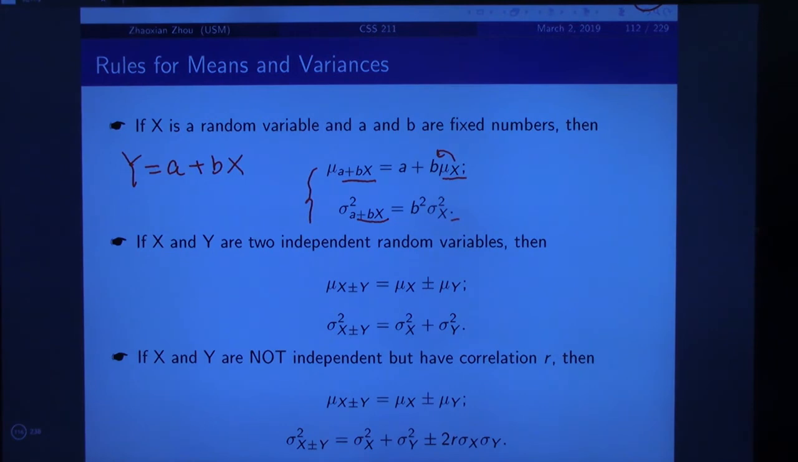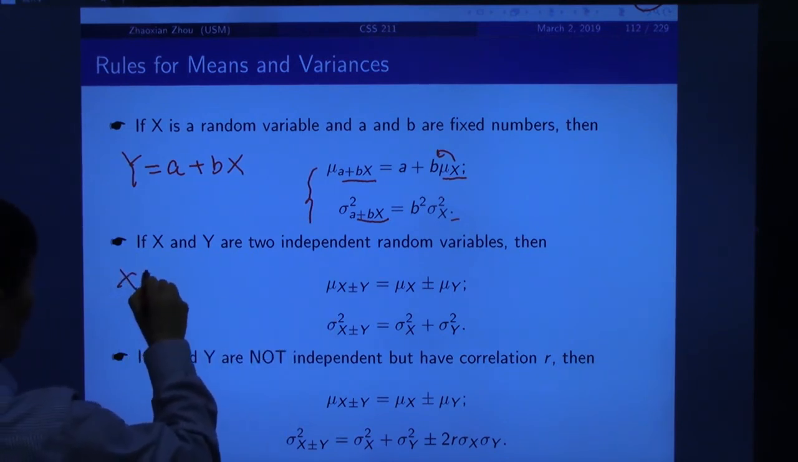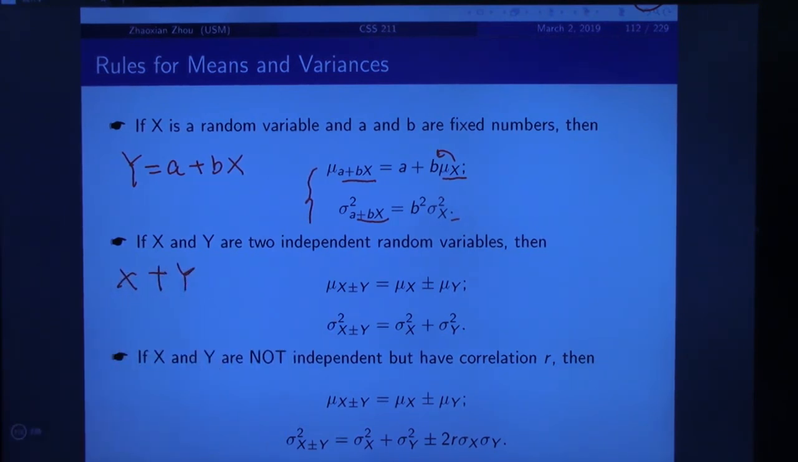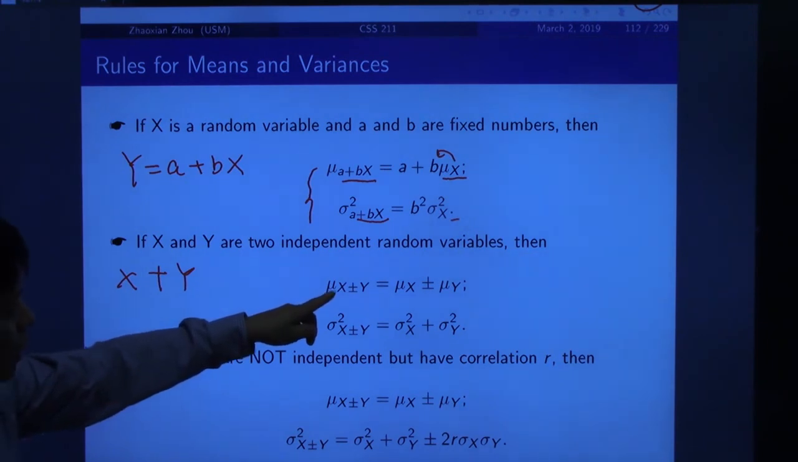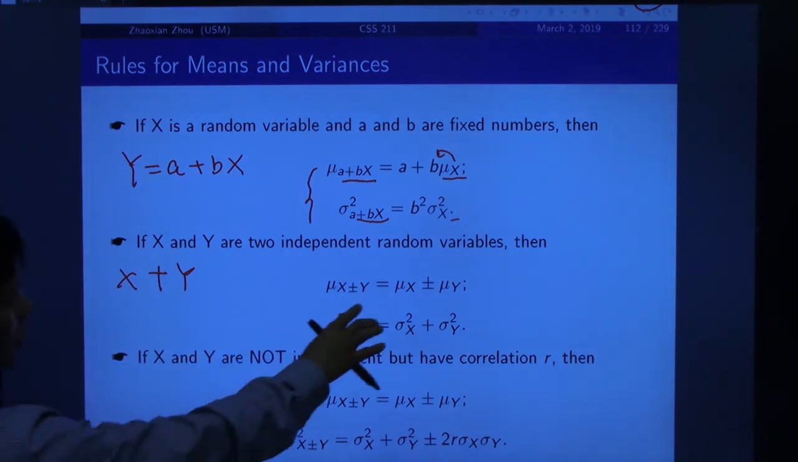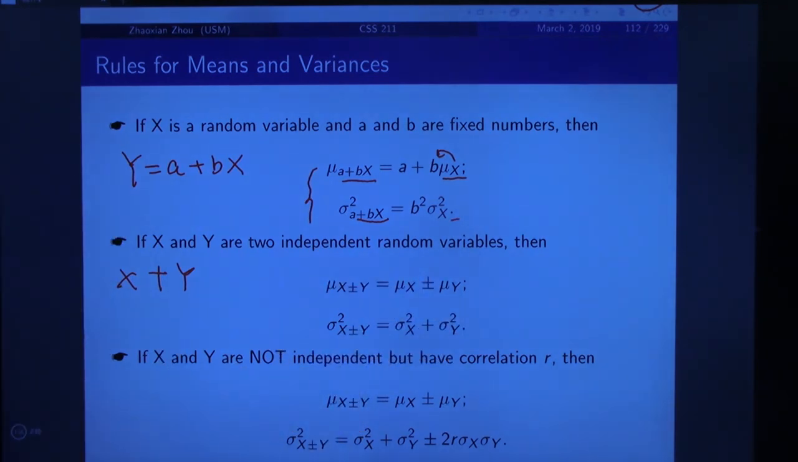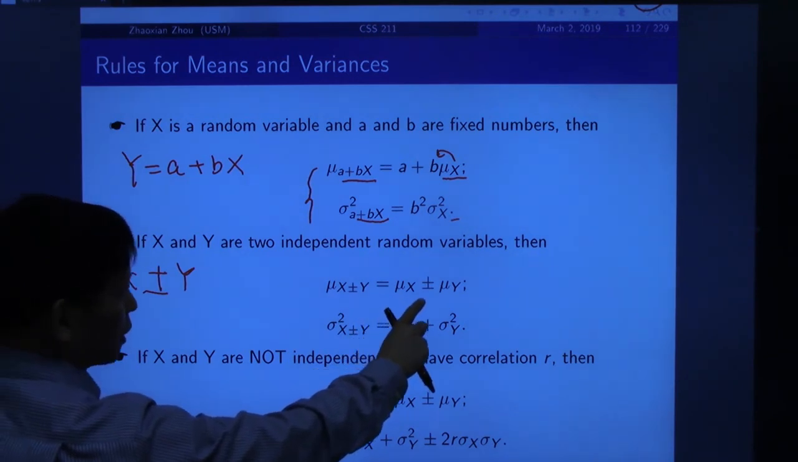So that is this. And if x and y are two independent random variables, then the mean of x plus y, so mu x plus, we consider plus first, will be equal to mu x plus mu y. If it is x minus y, then the mean will be equal to mu x minus mu y. We combine these two together: mu of x plus or minus y equals mu x plus or minus mu y.